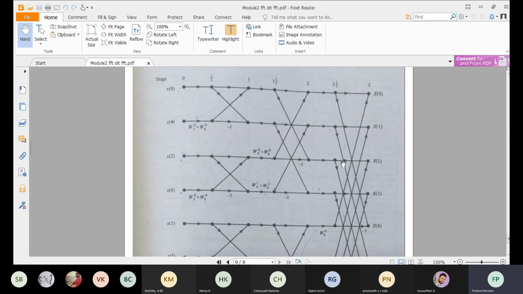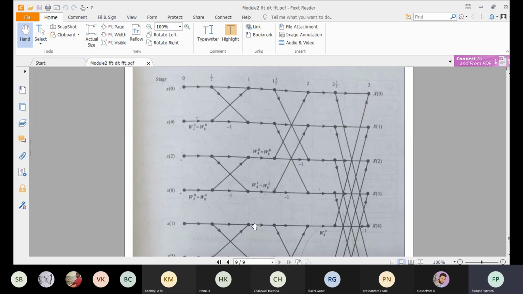Got? In the same way, x of 2, how will you write? It is 0, 1, 0. From the right side, when you read it out, how is it? 0, 1, 0. That is nothing but again your x of 2 only. Okay. In the same way, when I write x of 3, it is 0, 1, 1. If I read from the right side, it is 1, 1, 0. So I'll write x of 6 here.